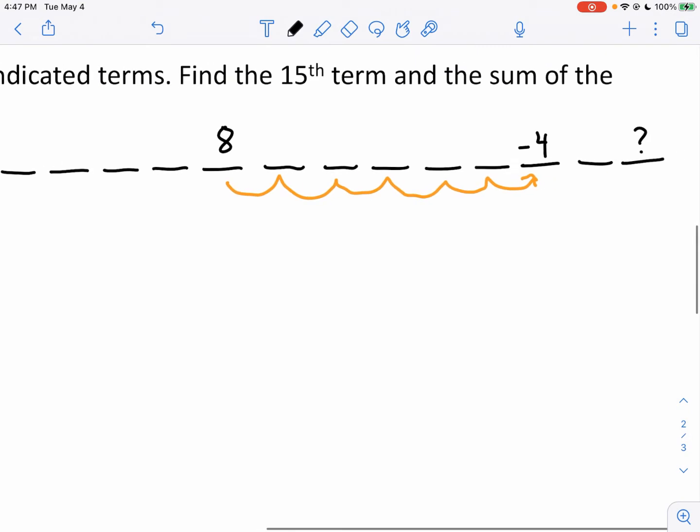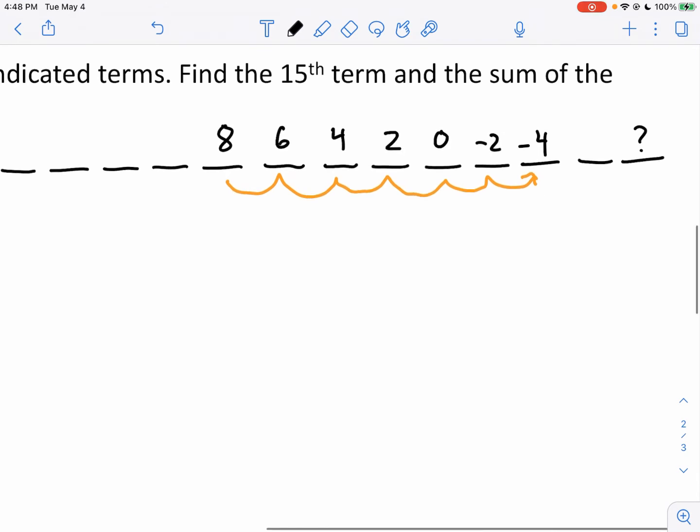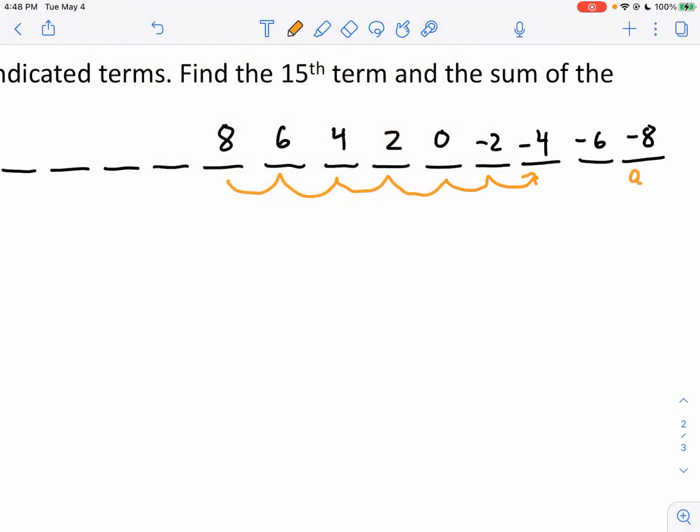And so this allows me to fill in the rest of this really quickly. Remove 2, remove 2, remove 2, remove 2, remove 2, and as predicted, we get right to negative 4. If I continue, I'll remove 2 to get negative 6, and then remove 2 more, and right there is our 15th term. This is our a sub 15. Right here is our a sub 13 that was given, and here is a sub 7 that was also given. You move that up there.